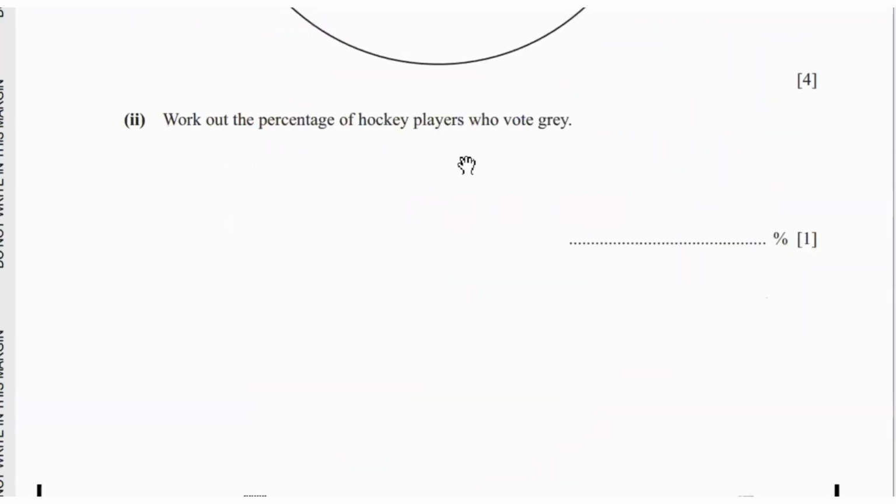It says work out the percentage of hockey players who vote gray. So those who vote gray will be 12 over 40 times 100. In the previous case, we multiplied by 360 because we needed the angle to make the pie chart. Now they're asking for the percentage. So we multiply the fraction by 100. So that equals 30%.